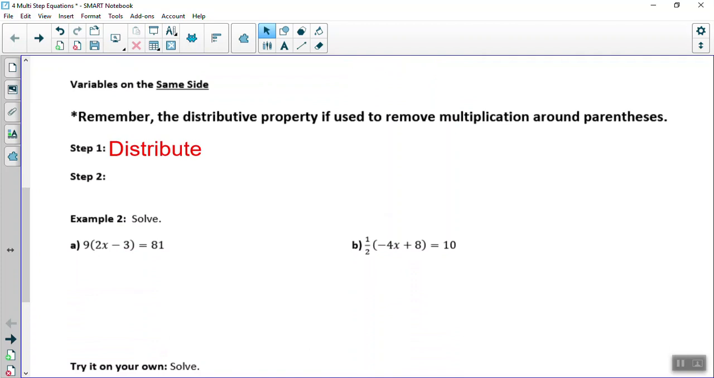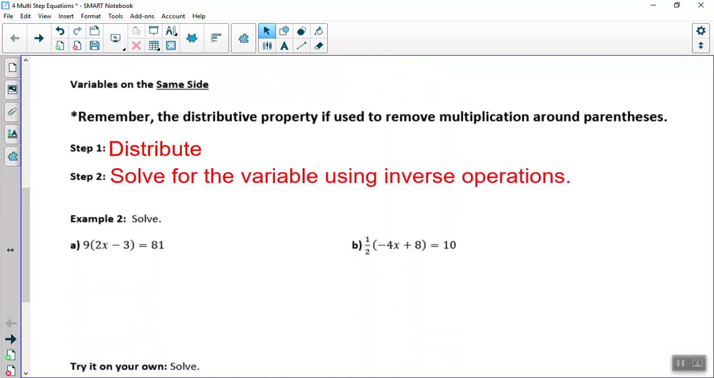And I think there's a little typo there. I think that should be "is." So our first step is going to be distribute. Once we distribute, we'll be left with a two-step equation. Then we're going to solve for the variable using our inverse operation, just like we did in the above problems. So let's go ahead and practice that.